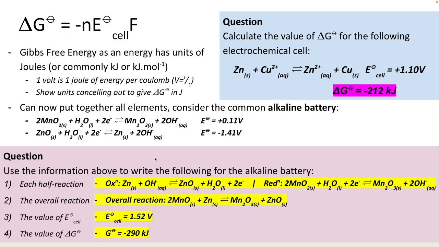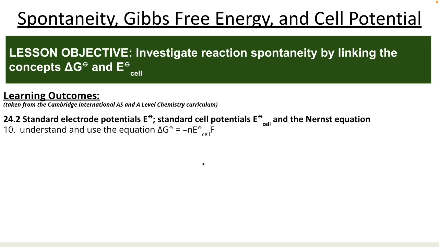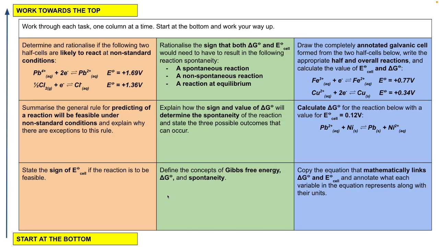Brilliant. That concludes our look at spontaneity, Gibbs free energy, and cell potential. What did we do? We understood and used our equation there for delta G. As always, some tasks. Pause, consolidate, 1 column at a time from the bottom to top if you want some extra practice there. Fantastic. That concludes not only our lesson, but it concludes this series on electrochemistry.